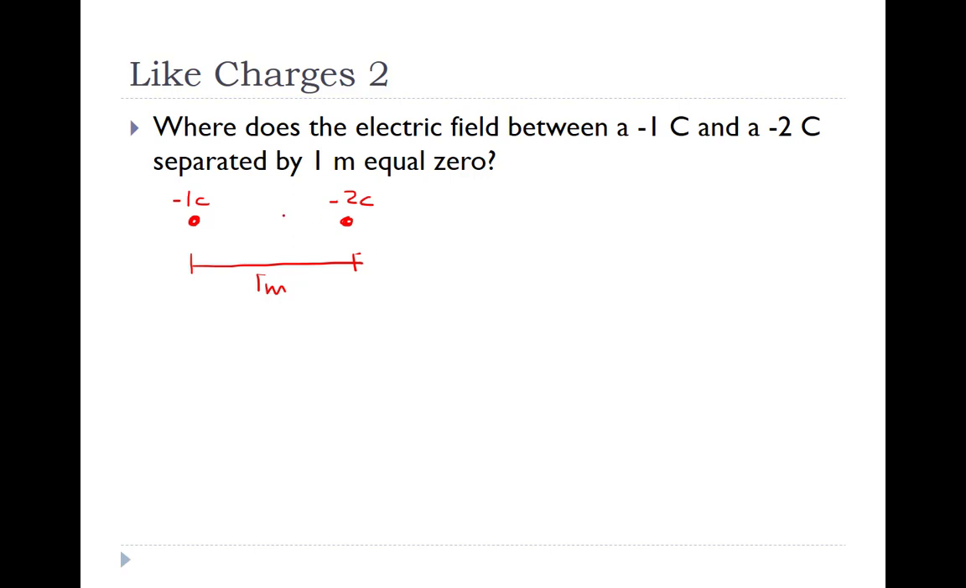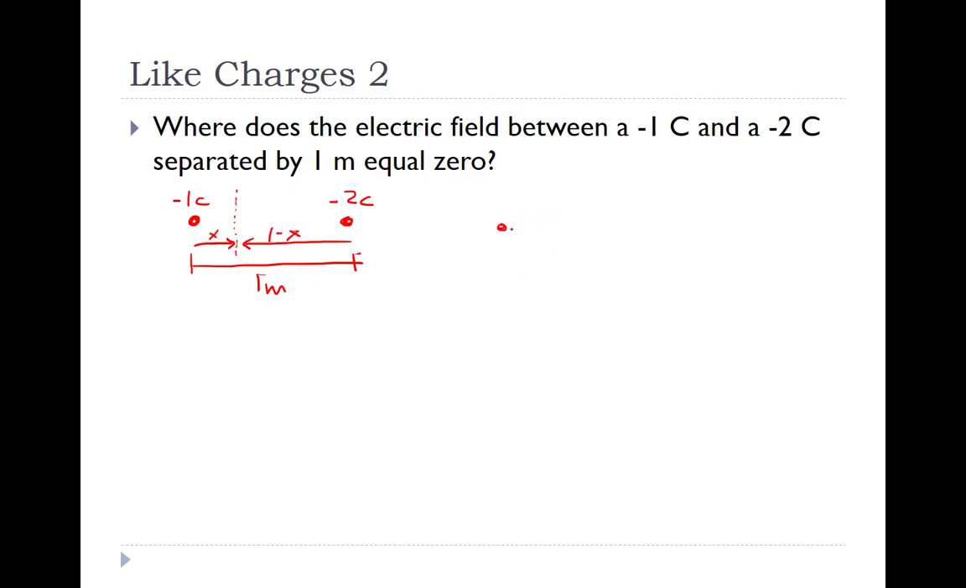Now, what I know is that because they have the same sign, the electric field will go to 0 somewhere between them, because that's where the piece from the negative 1 coulomb and the piece from the negative 2 coulomb are in opposite directions. So I'm going to define a spot somewhere in between these two. That's what I want to know. And I'm going to let the distance from the negative 1 coulomb be x, which means the distance from the negative 2 coulomb to that same spot has to be 1 minus x.